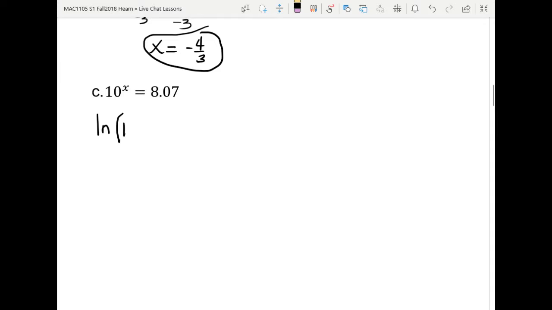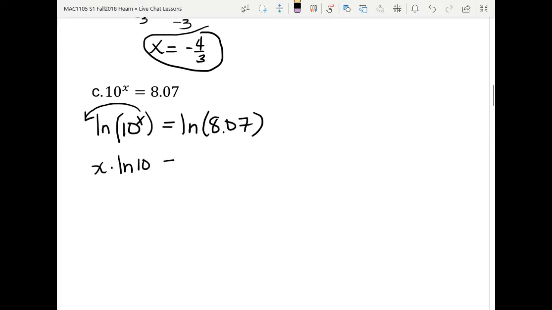So we're going to take the natural log of 10 to the x is equal to the natural log of 8.07. Okay, and this is still going to allow us to get the x out of the exponent, taking the log of both sides. So using the power rule of logarithms, we can bring this x out front. And that's how it gets out of the exponent. So we have x times the natural log of 10 equals the natural log of 8.07.